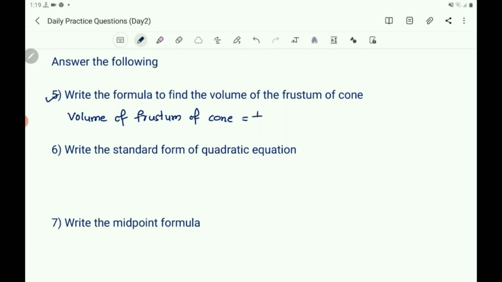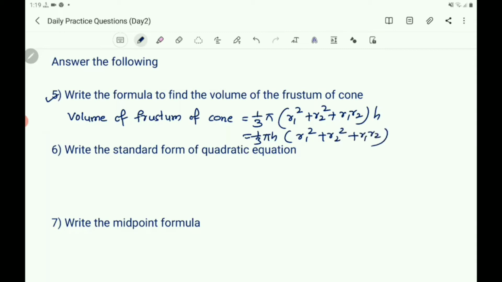equals 1/3 pi into r1 square plus r2 square plus r1 r2 into h, you can write, or also you can write 1/3 pi h into r1 square plus r2 square plus r1 into r2. This h can be written before also. So both of them are correct. You write equals this one or equals this one. So then what is the formula to find the volume of the frustum of cone? Volume of the frustum of cone equals 1/3 pi into r1 square plus r2 square plus r1 into r2 into h.